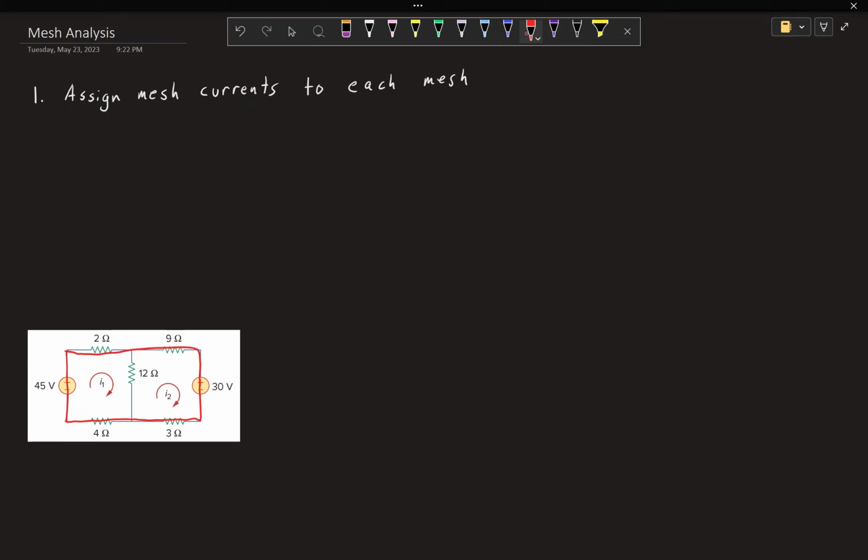Now, something important to note is KVL, Kirchhoff's voltage law, applies to both loops and meshes, but with mesh analysis specifically, we're mostly just going to be talking about these meshes themselves. Okay, now what is a mesh current?